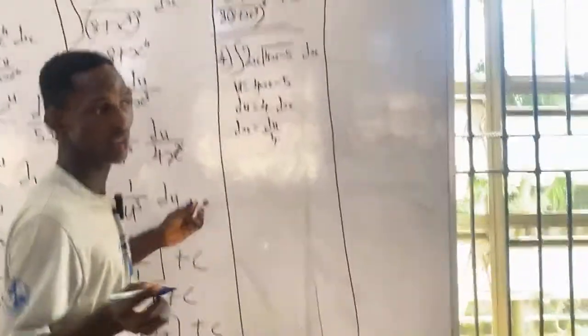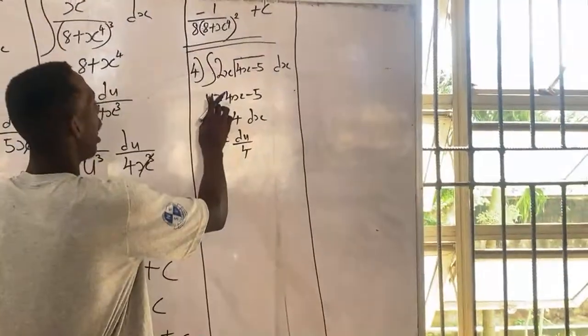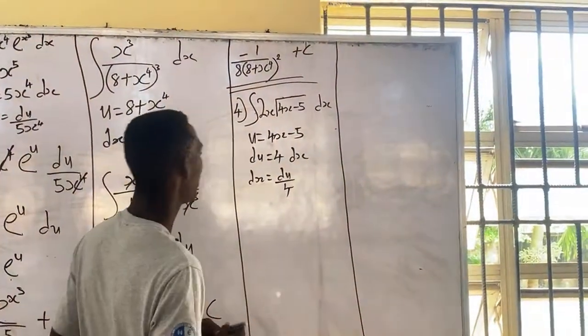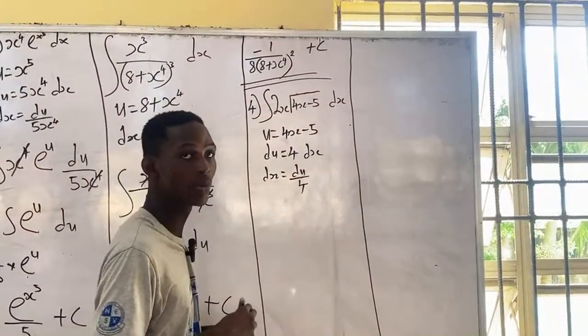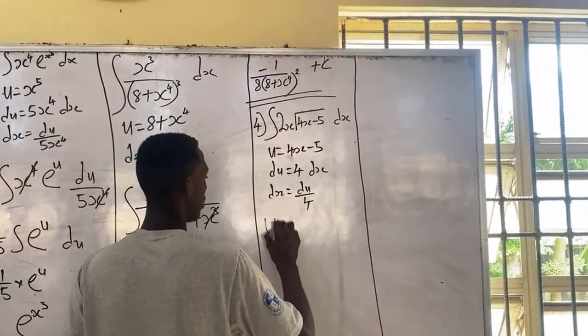Some people might get stuck and assume there's nothing else to do, but there's something else you can do to it. Remember, our u is equal to 4x minus 5. Let us make x the subject of the formula here. So if x is the subject of, let me rewrite this first.